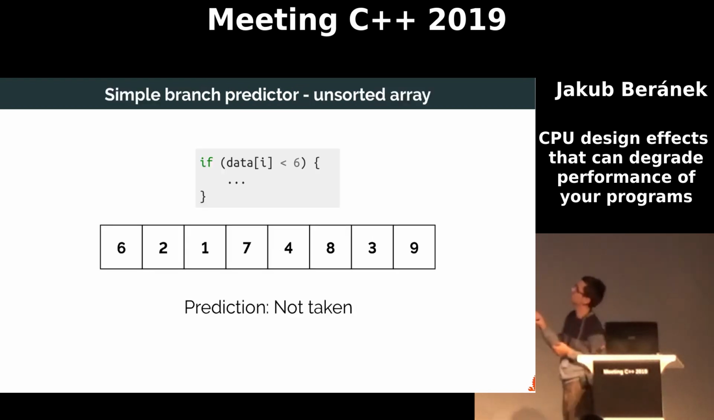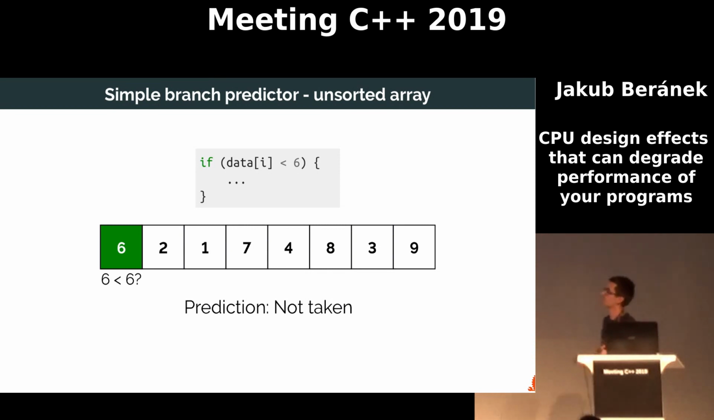So here is an example with the unsorted array, which has random numbers. Remember that we are checking if the number is smaller than 6. And let's say that we have a very simple predictor, which is naive, and which just predicts that the next branch will have the same result as the previous branch. And at the beginning, it predicts not taken. So 6 is not smaller than 6, the branch will not be taken, so this prediction is correct, green.